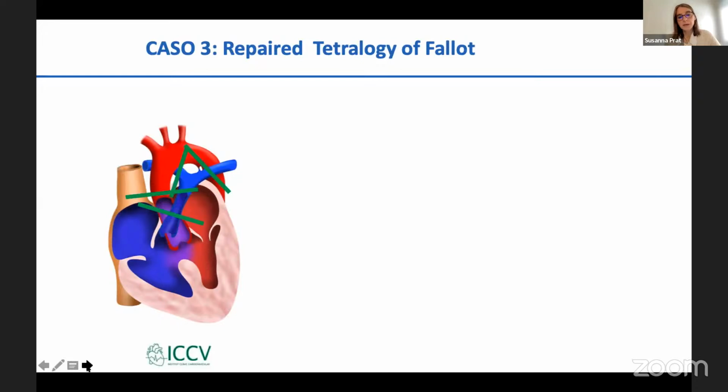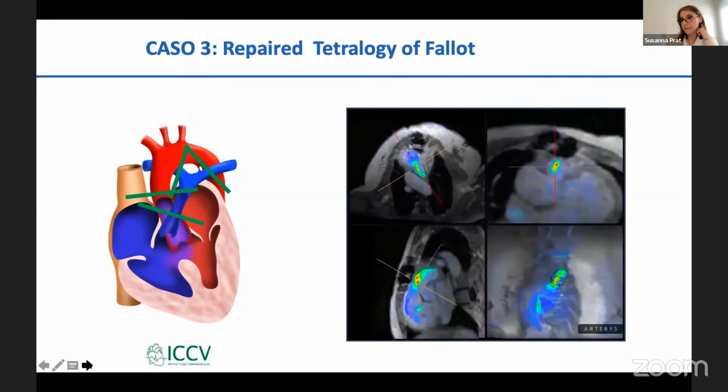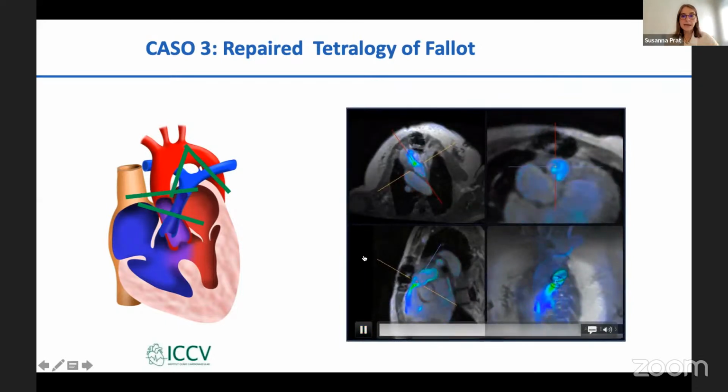It means we need to plan at least 4 sequences, well planned, perpendicular to the vessel, with good technologists, and maybe be there to supervise. For this, we have the 4D flow, and in this case, as I said, we got all the volumes, and we got the pulmonary vessels, the aorta, all the valves.